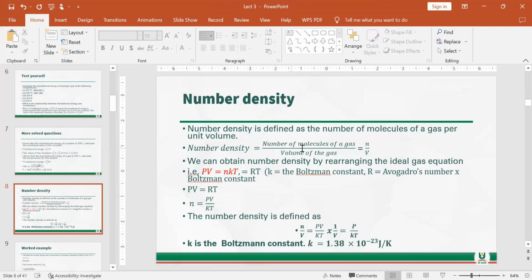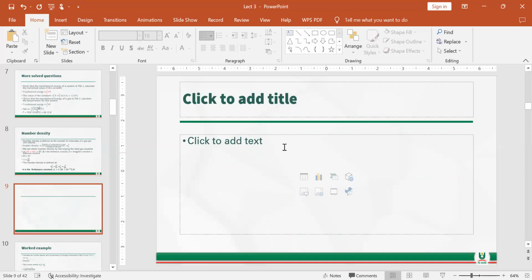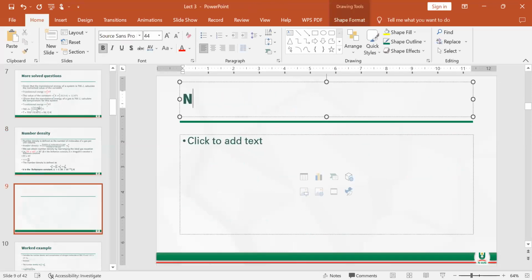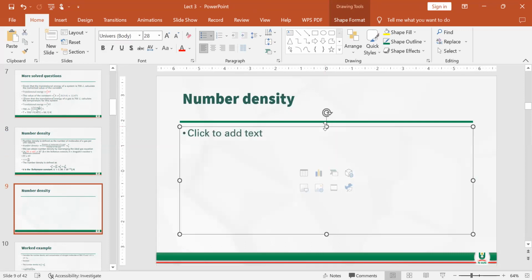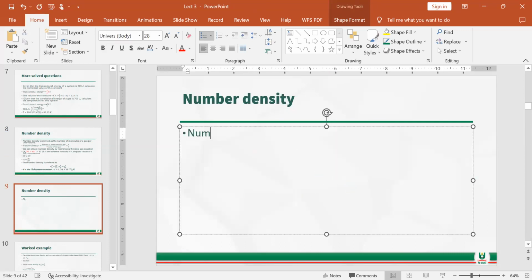You know what number density is? The number of molecules of a gas divided by the volume of the gas. Do you understand that one? Yes, sir. All right, let me take you from there. So we say that the number density is the number of molecules, equal to N all over volume. You understand up to that point?